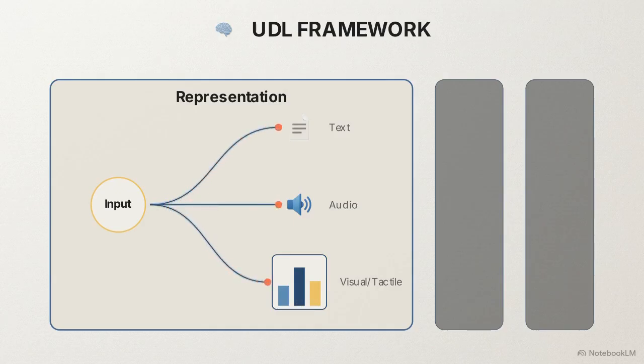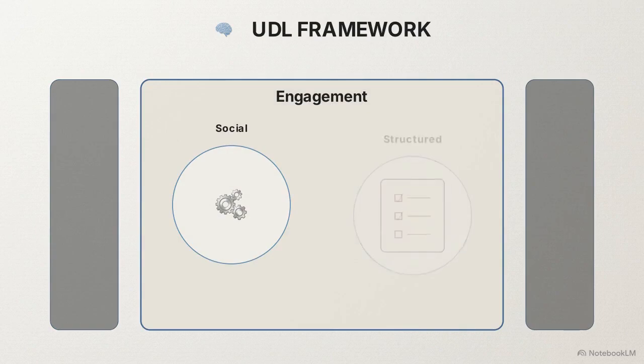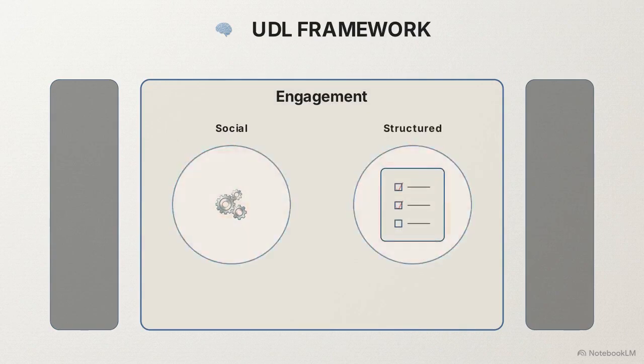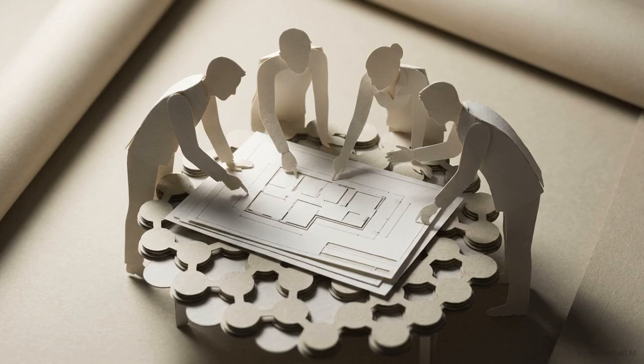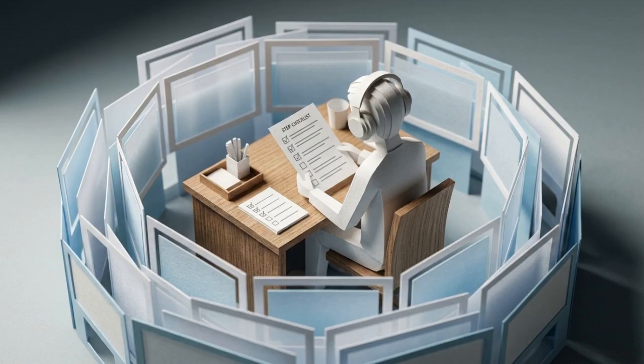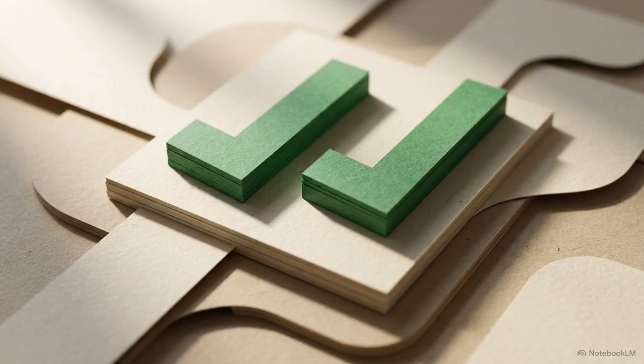The second vector is engagement. Because learners possess different internal drivers, the curriculum must offer diverse ways to maintain interest and motivation. For a social learner, this might mean collaborative group projects. For a student with autism spectrum disorder, it might mean the security of a predictable, low-noise routine. Before a student can be expected to produce work, the curriculum must first guarantee accessible input and sustained motivation.